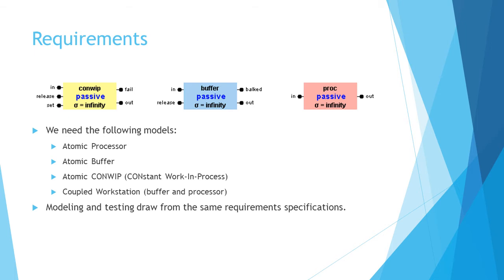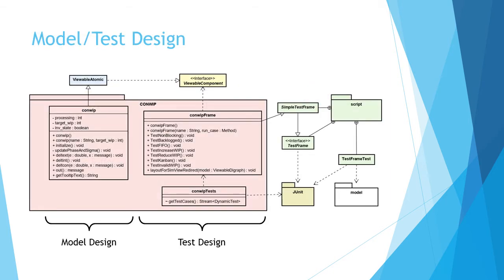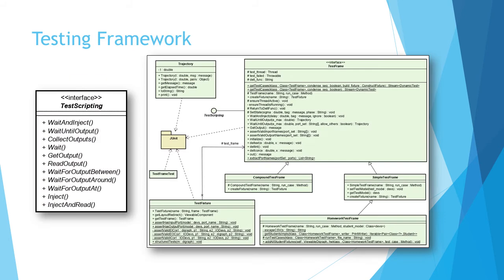CONWIP stands for Constant Work in Process, a computerized control system that keeps the number of jobs constant within a system. This is a UML class diagram for the CONWIP model. On the left, we have the model design, and on the right, we have the design for the tests that will be conducted. The other models for our production system will have a similar setup, with the distinction between model design and test design. The design for the test framework is shown here.